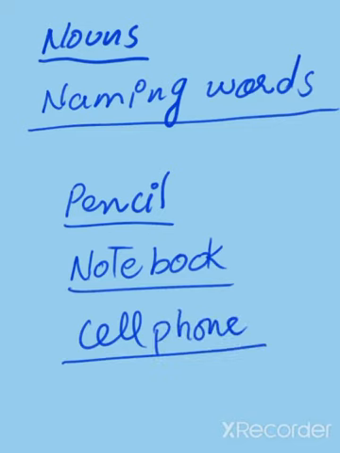So in English grammar, everything that is a name of anything is called what? Noun. For example, the simplest definition of noun is naming words. You will remember it. What are nouns? Nouns are naming words. Now coming to the next part of speech, that is pronoun.